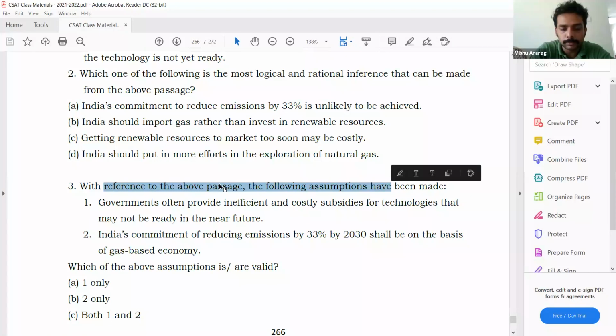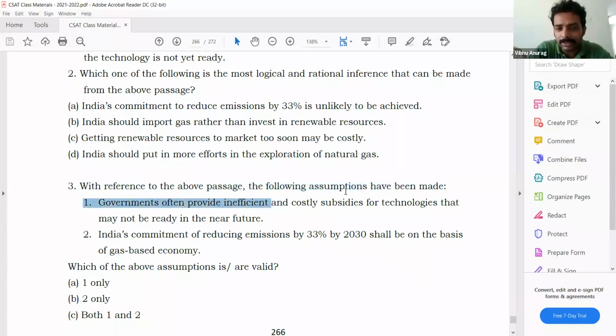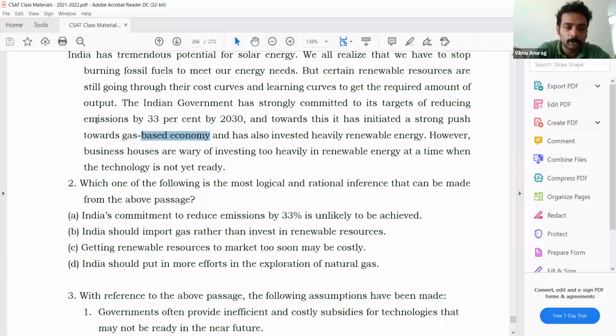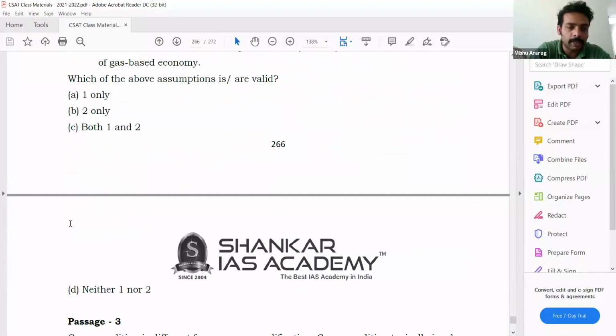Number one, governments often provide inefficient and costly subsidies. He is not calling government subsidies as inefficient, so one is irrelevant. And two, India's commitment of reducing emissions shall be on the basis of gas-based economy. No, he doesn't believe that. He believes that it will be on the basis of gas-based economy and investment on renewable energy. So both. So third should be D, neither one nor two.